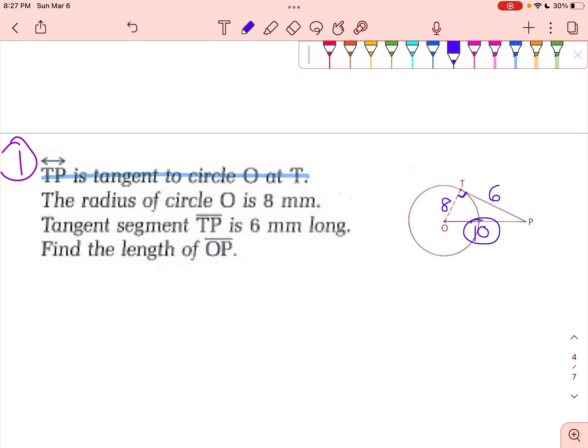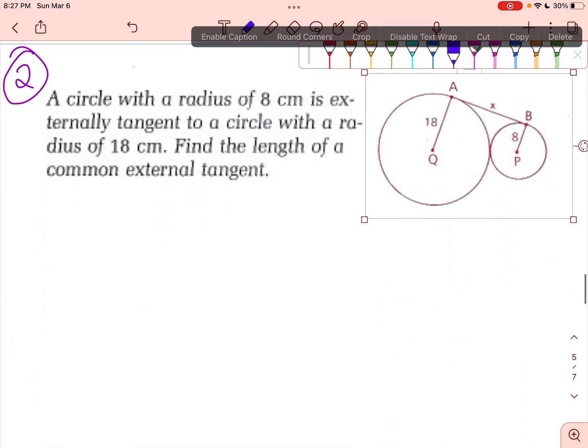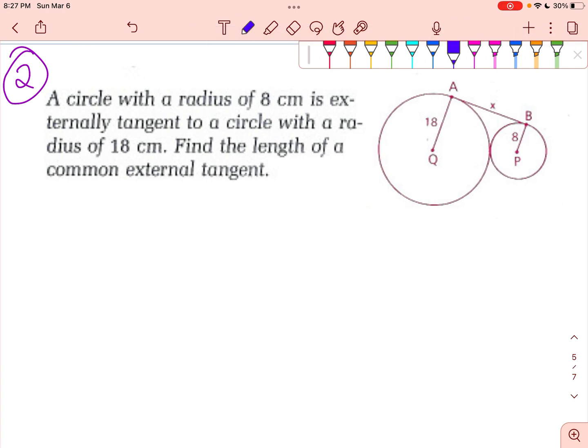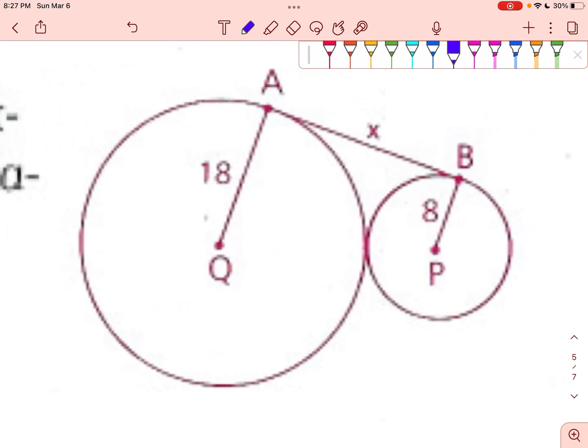So OP is 10. Number 2, a circle with a radius of 8 centimeters is externally tangent to a circle with a radius of 18. Find the length of the common external tangent. So it's asking me to find x.